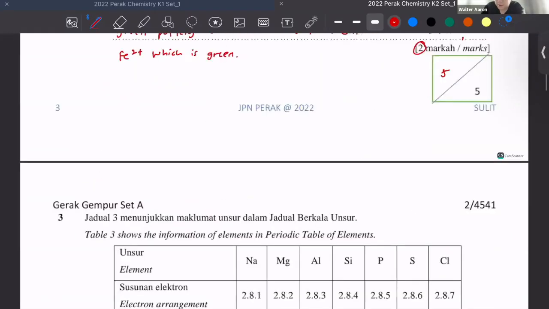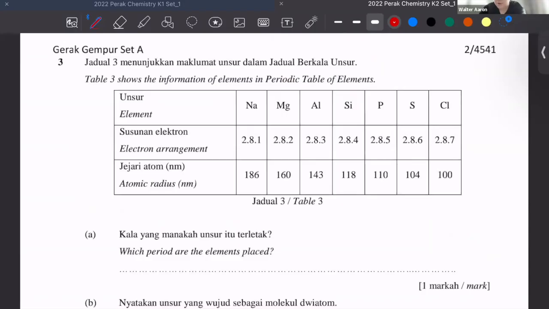Okay. So look at number 3. Table 3 shows the information of the elements in the periodic table. So we have these elements arranged across period 3: sodium, magnesium, aluminum, silicon, phosphorus, sulfur, chlorine, and they didn't put in the argon, but it's okay. So they give you the arrangement of electrons as well as the atomic radius.